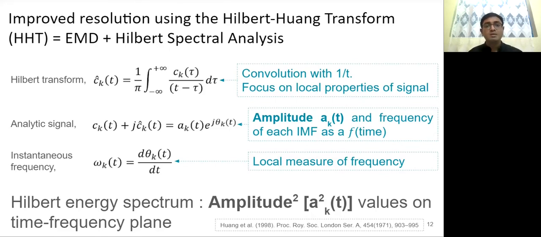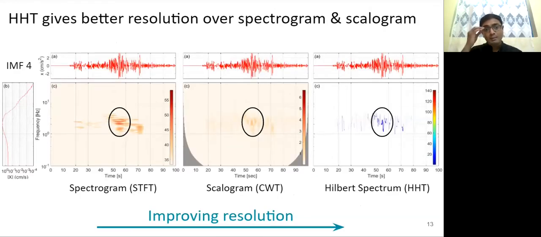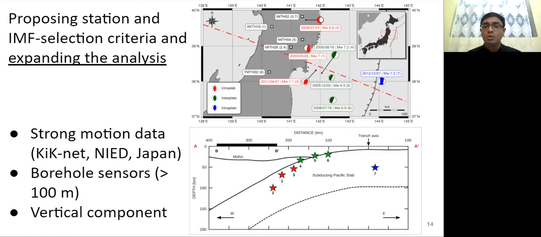Plotting the squares of these amplitude values over a time frequency plane gives us the Hilbert spectrum, which is equivalent to the spectrogram or scaleogram in its representation. These three plots show a comparison between the spectrogram, scaleogram, and the Hilbert spectrum, with the Hilbert spectrum on the right giving higher resolution. The next thing we worked on was to obtain a more direct representation of the MRF.